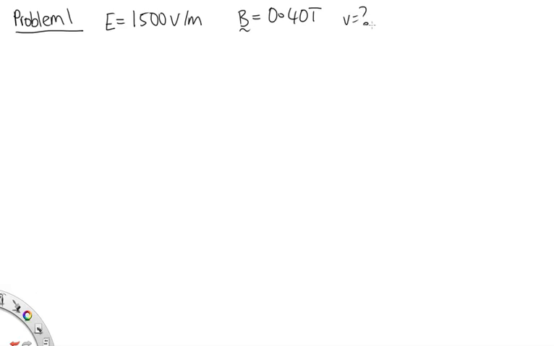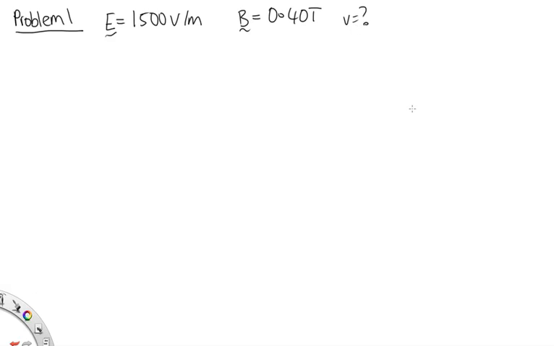Problem 1. In this problem we have an electric field of 1500 volts per meter and a magnetic field of 0.40 teslas acting on an electron moving with a velocity v such that it produces no force, and we're asked to calculate the minimum electron speed v.